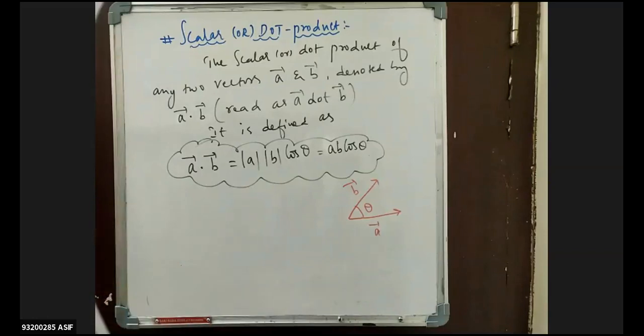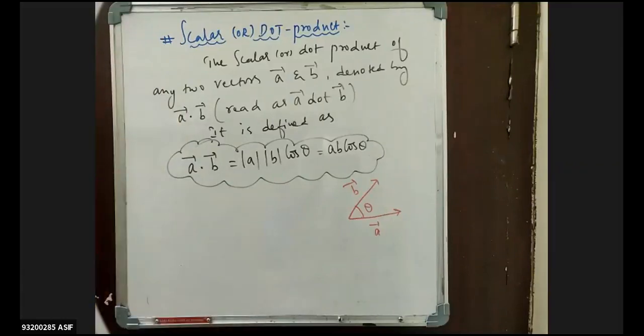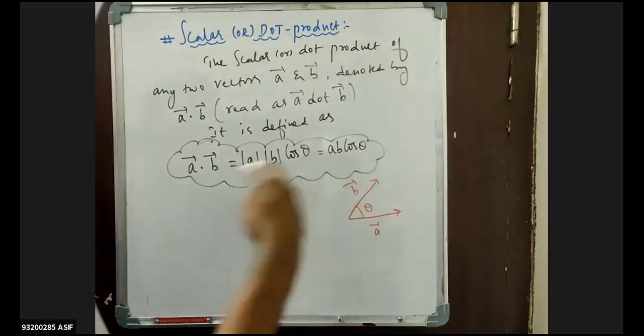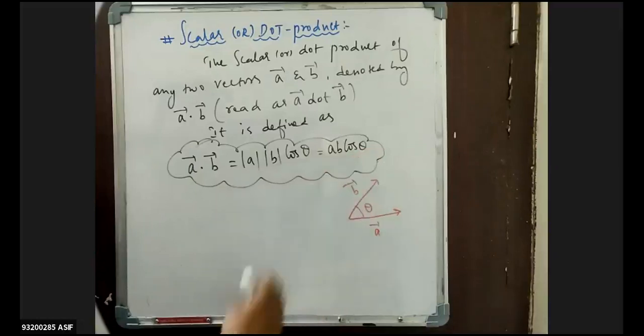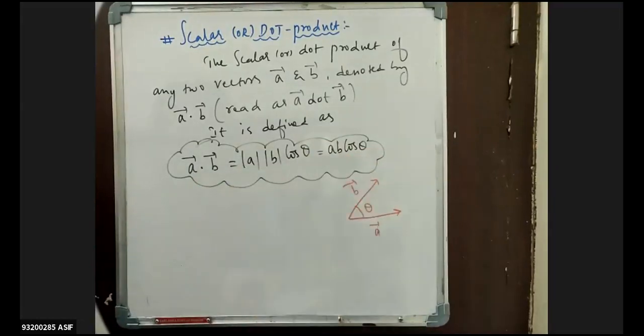That is why the dot product of two vectors, when multiplied in this way, is always called a scalar product. It can be positive, it can be negative, or it can be zero according to the value of theta: acute, obtuse, or right angle, because theta can be anything right now. So depending upon that, A bar dot B bar can be positive, negative, or zero depending upon the value of theta.